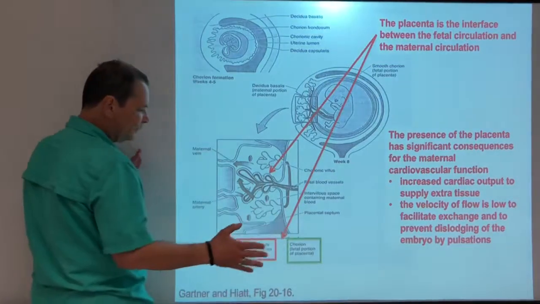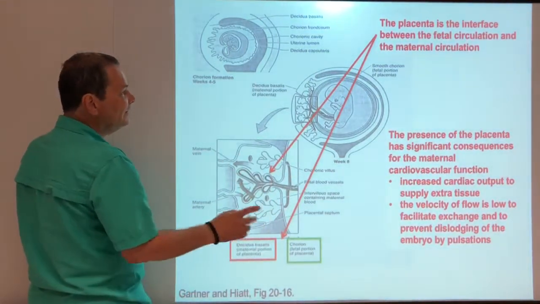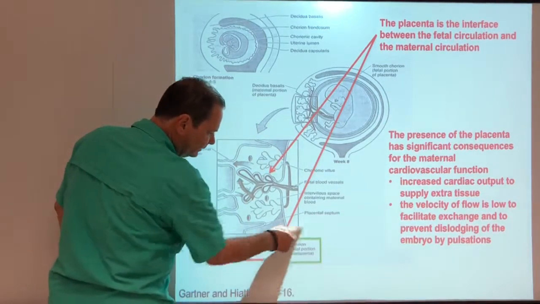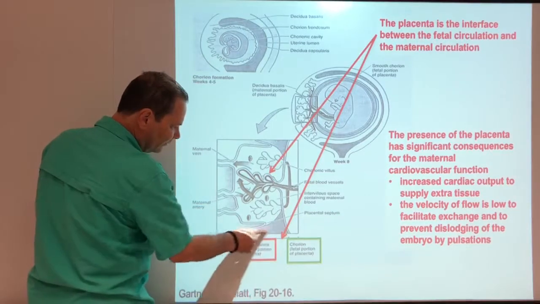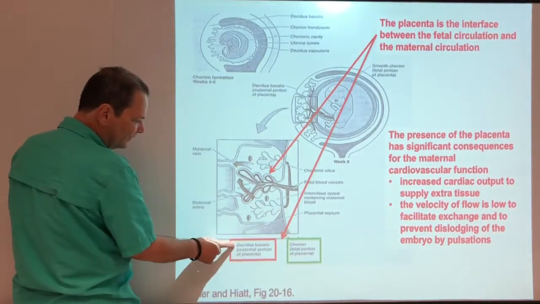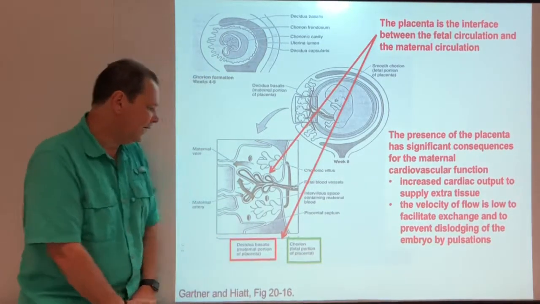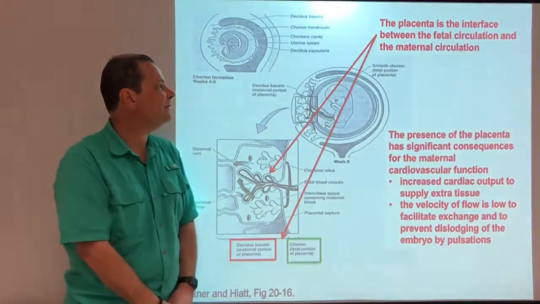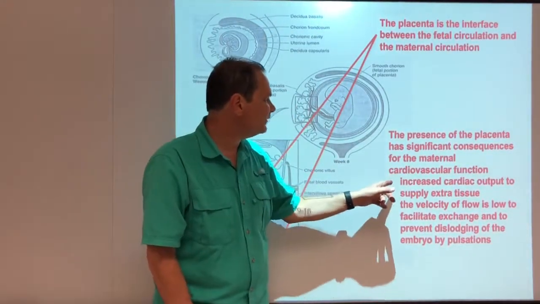This placenta is the interface between the fetal circulation, the chorion, and the maternal circulation, the maternal portion of the placenta. This is the fetal portion. The maternal portion is called the decidua basalis, okay? And these two portions come together and they mediate this exchange, the interface between the two circulations.